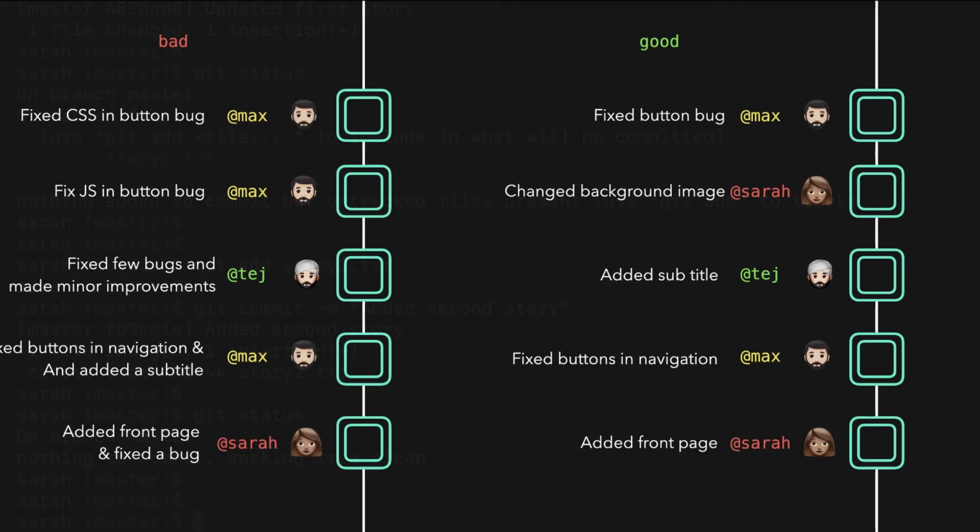And Max made two commits to solve the same bug. That's a bad practice too. A commit was made to update the JavaScript file to fix a button bug, and another commit was made to update the CSS file to fix the same bug. They're both related to the same issue, and so they should have been part of a single commit.